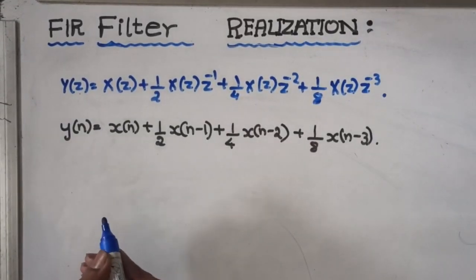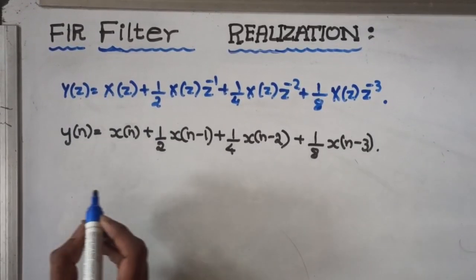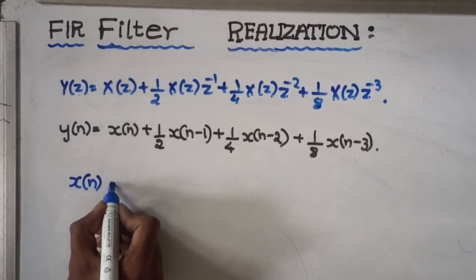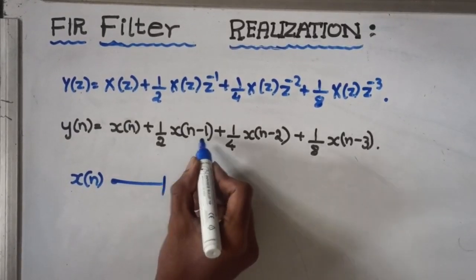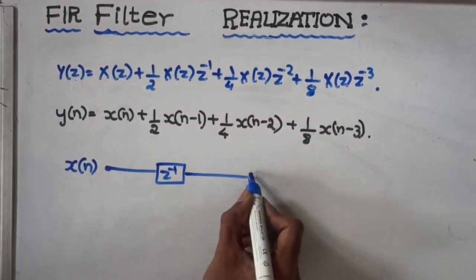Unlike IIR realization, we don't have a numerator and denominator separately. There is only one equation. Hence, the diagram is a bit different. Here the maximum delay is 3. Hence, 3 delay elements are taken in series.